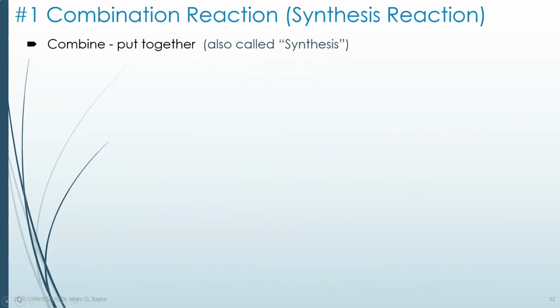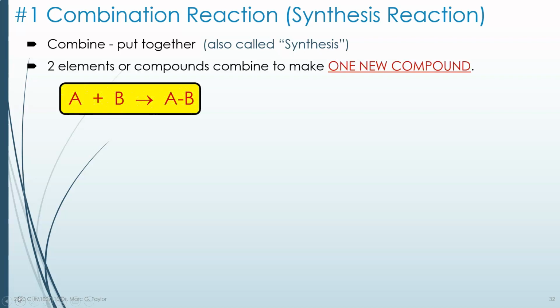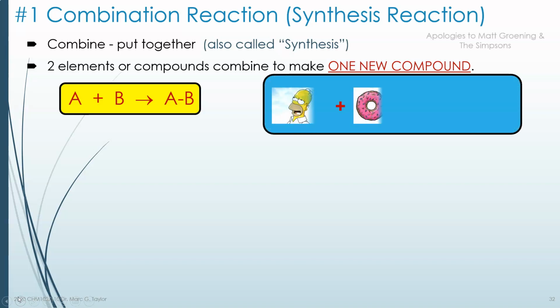cases. So let's talk about the first reaction, combination reaction, also known as synthesis. You're combining reactants, some reactant A with some reactant B, to make a linked compound as a product. So there's only one product formed. Now you might have two molecules of that or two formula units of that, but there is only one new compound, one product total. And that's what tells you it's a combination reaction. So you can think of it as Homer sees a donut, and they combine together to become Homer donut.